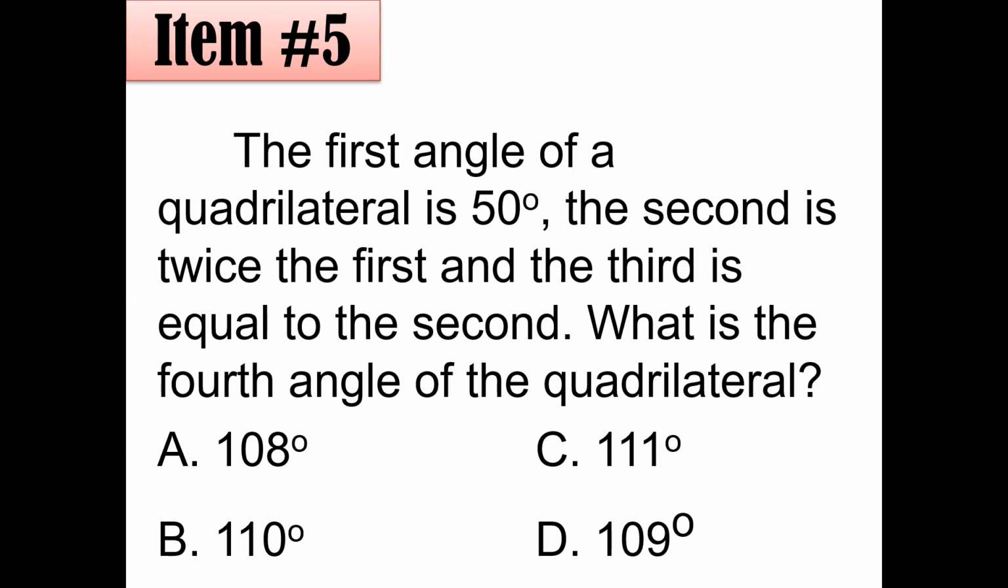Number 5. The first angle of a quadrilateral is 50 degrees. The second is twice the first, and the third is equal to the second. What is the fourth angle of the quadrilateral? Is it 108, 110, 111, or 109? Okay, many are convinced the letter B.